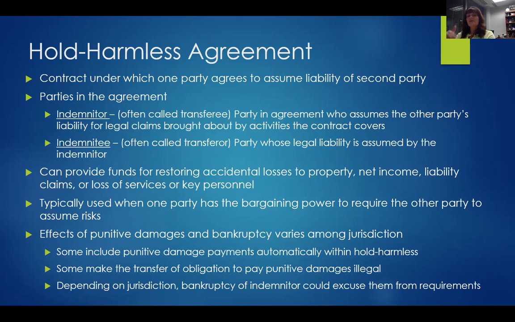The effects of punitive damages and bankruptcy vary across jurisdictions. In some jurisdictions, the punitive damage payments would go automatically within the hold harmless, which is pretty rare. Some make the transfer of obligation to pay punitive damages illegal, and depending on the jurisdiction that you live in, bankruptcy could excuse them from some of the requirements. In others it will not. So you have to be aware of what your state law is and how strongly the hold harmless would hold up in the event of bankruptcy or the assessment of punitive damages.